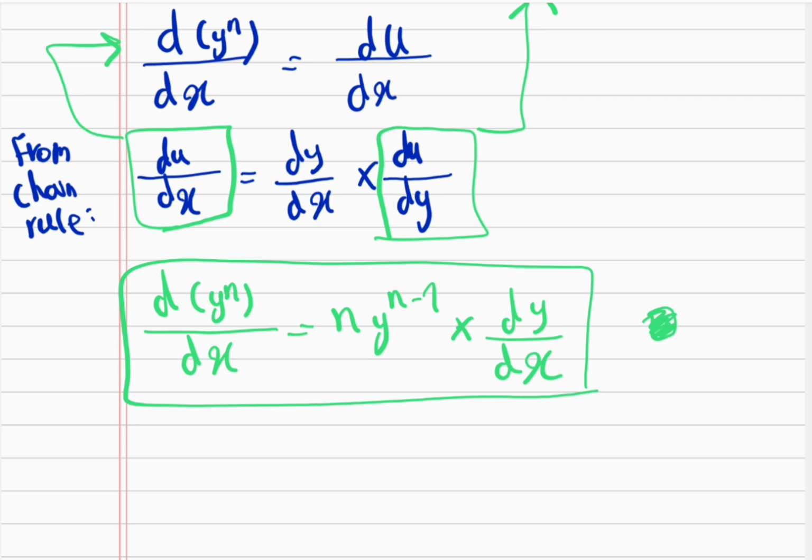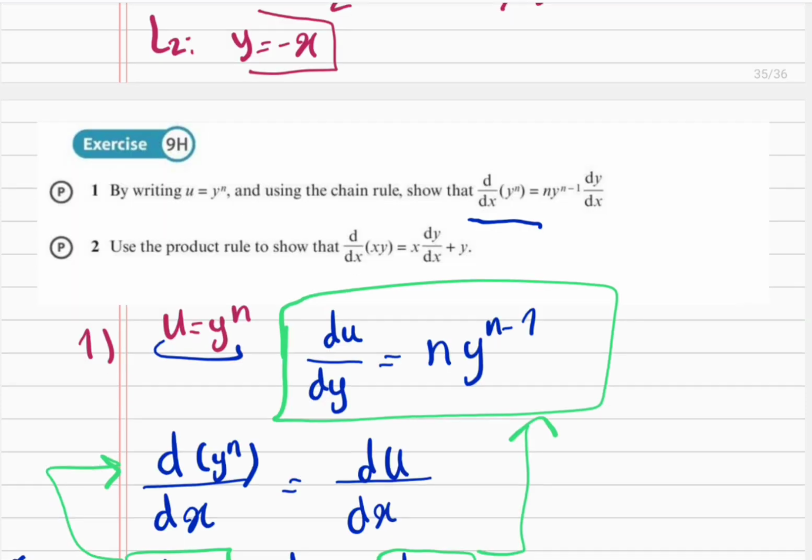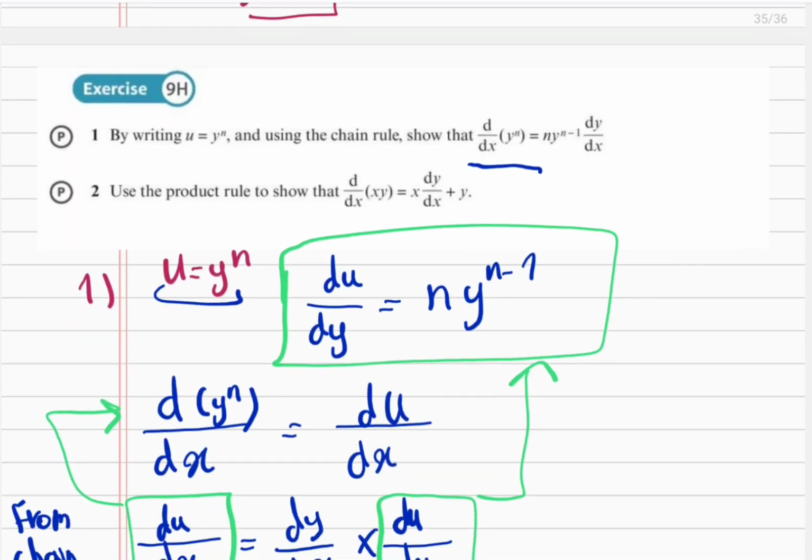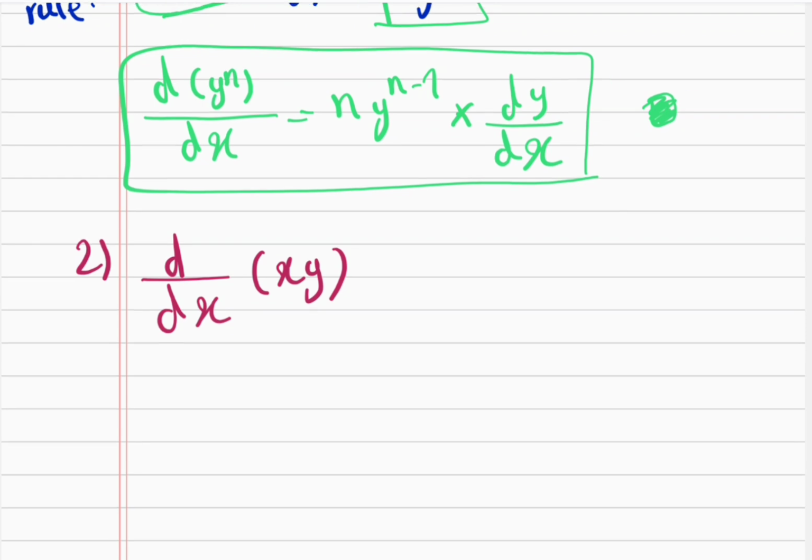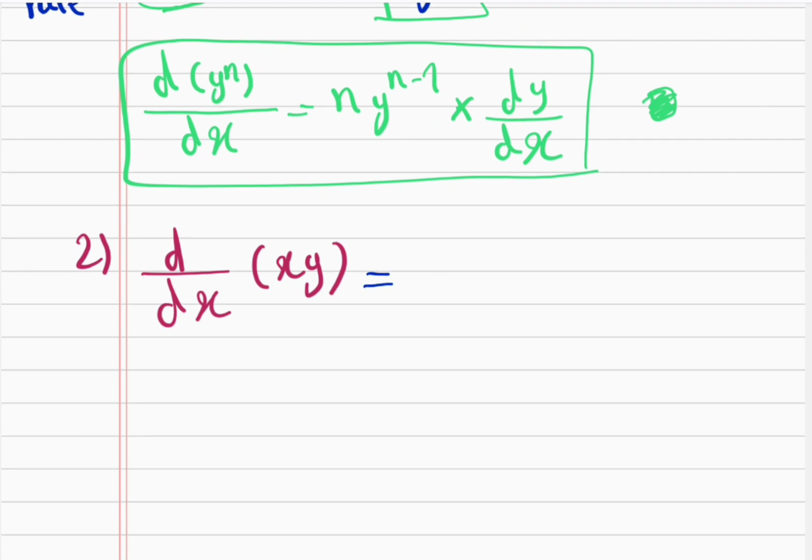Now let's do the second question. Use the product rule to show that d dx of xy is equal to x dy dx plus y. This one is very quick. We use the product rule, and based on the product rule, we differentiate one function, and that is multiplied by the other function. The second step is the second function differentiated times the first function.